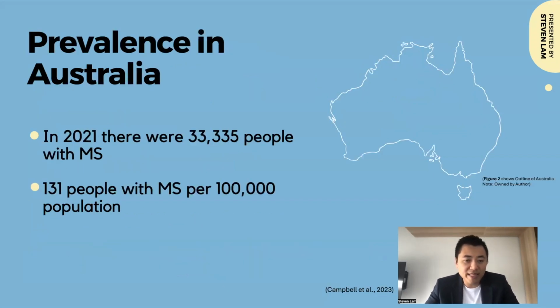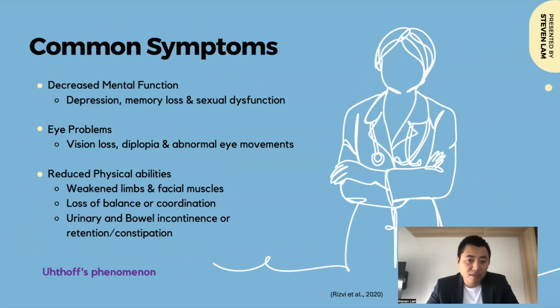Now, the prevalence in Australia in 2021, there were about 33,335 people with MS. That means for every 100,000 Australians, 131 of them have the condition. So common symptoms include decreased mental function. So you can have depression, memory loss, and sexual dysfunctions.